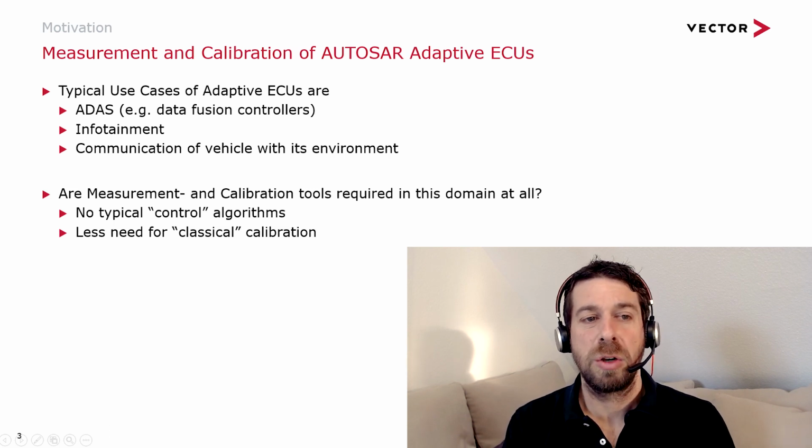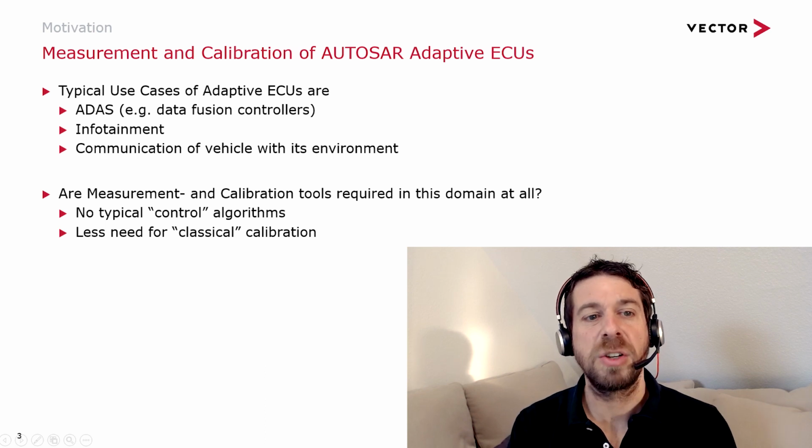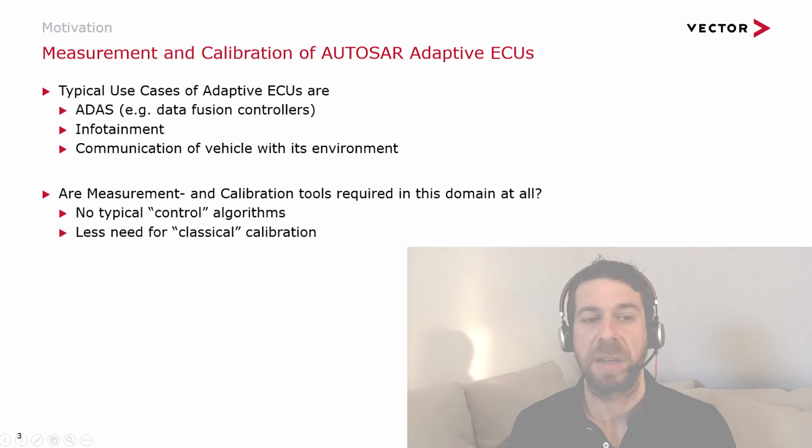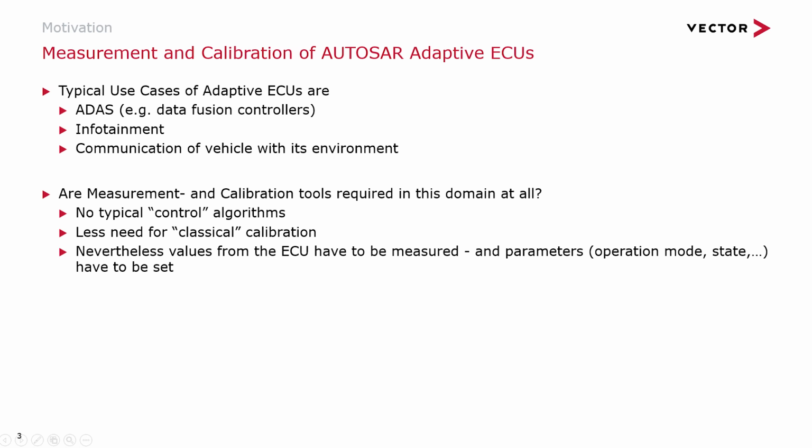Are these all typical use cases for measurement and calibration tools? Is it necessary to have this? Because these are all not typical control algorithms we normally use with measurement and calibration tools. So that means we have less need for classical calibration. But nevertheless, sometimes it is necessary to get access to the ECUs to measure parameters or to set parameters, for example, to switch the operation state or the operation mode of our ECU. So it is necessary to get access to these ECUs.